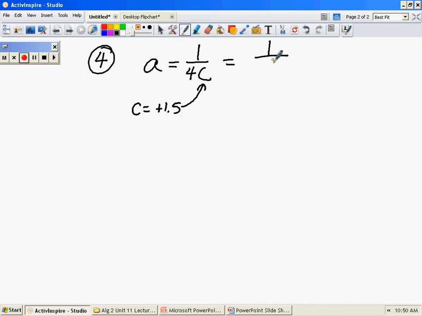So I'm going to go ahead and plug that in right there. And we get 1 over 4 times positive 1.5, which is 2? I don't think so. I think it's 6. Now if you guys have trouble multiplying decimals, you can always use your calculators if you want. Or you can just know that 4 times 15 is 60 and move the decimal over once to get 6. Alright, so that's what a equals. a equals 1/6. Now we're ready for that last step.